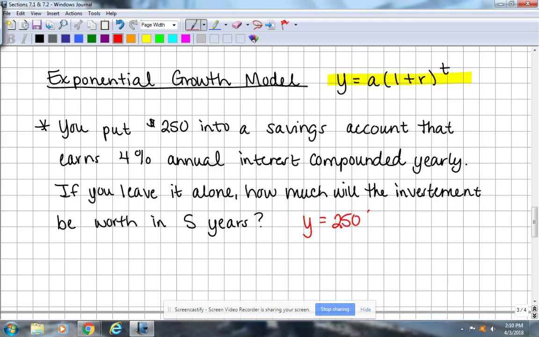$250 times 1 plus, what's our rate? Make that a decimal, it would be 0.04. When you make a percent a decimal, we move it twice, right? Move the decimal twice. And how many times are we doing this? 5 years. We're leaving it in there for 5 years. That's supposed to be 1.04.